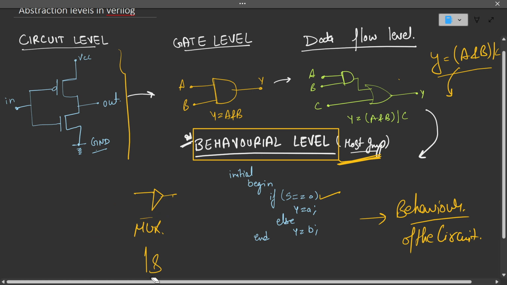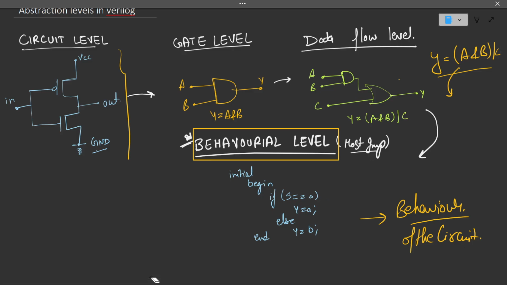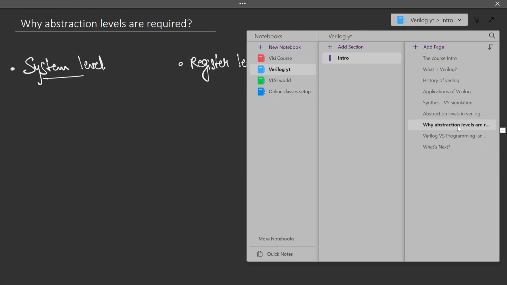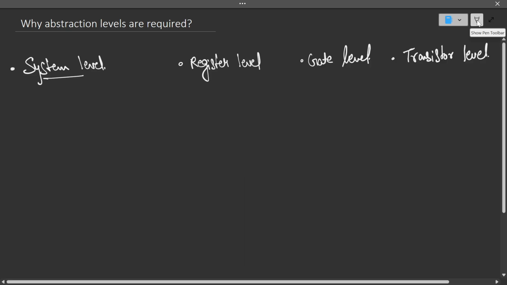So these are different types of abstraction levels which are being used in the Verilog language. You have to keep this in mind, because sometimes you might be using a combination of two at once. You might be using the expression also, and you might be using the behavior also. So the thing is, why are abstraction levels actually required for us?